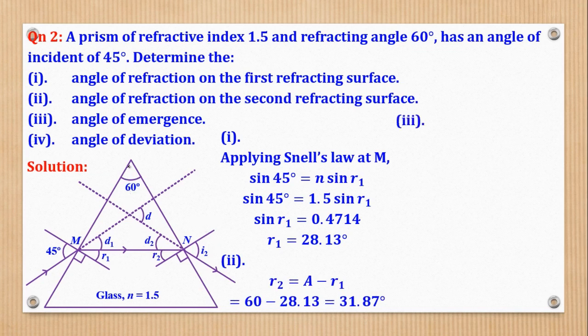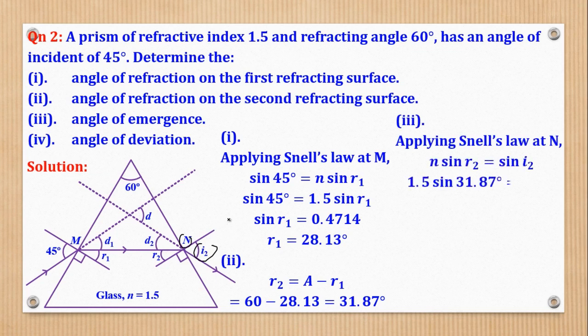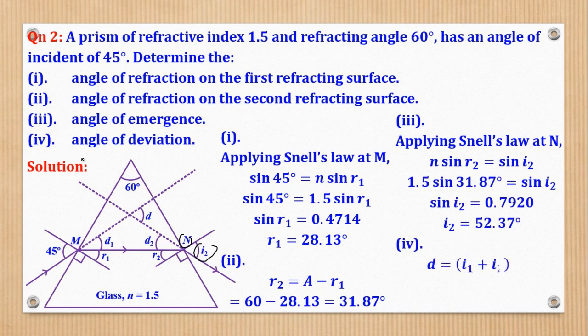Then Roman 3, they want the angle of emergence, which is I2. So still I shall apply Snell's law at N, which gives you that. Substitute, simplify, and get the value of I2. Then lastly, the angle of deviation is I1 plus I2 minus A. So substitute and get the output, and that is what they wanted. So Snell's law can never be skipped.